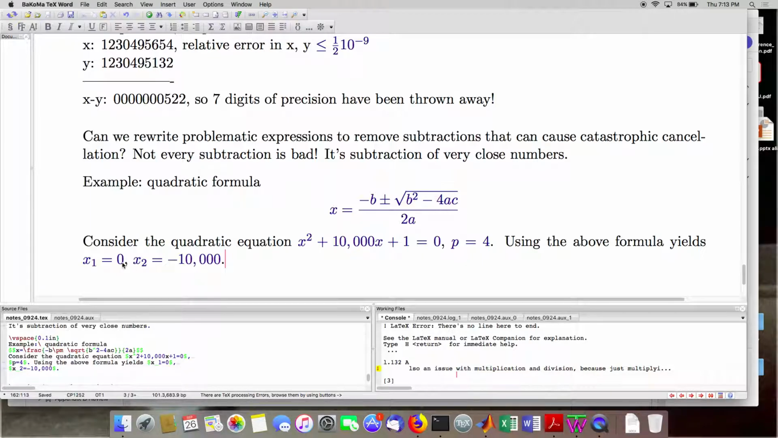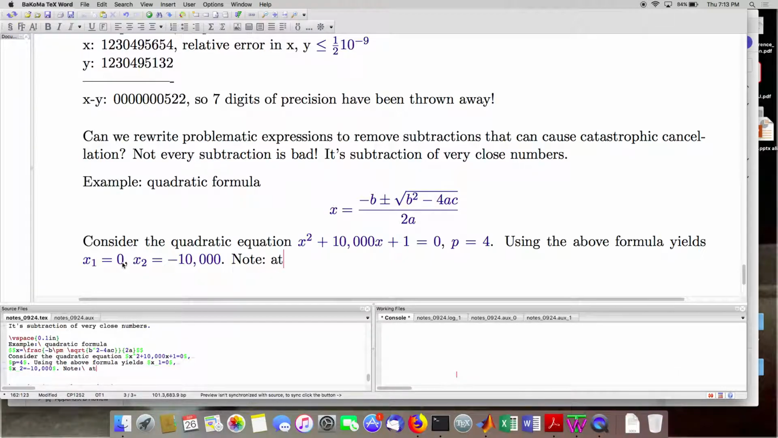And one important point to make: at most one of the roots is a problem. Because in this case, the other root, the minus 10,000, is actually fairly accurate. So you have minus 10,000 plus or minus 10,000. So in this case, the plus sign is the one that leads to an inaccurate root. The minus sign is okay, because that's not a subtraction, that's an addition.